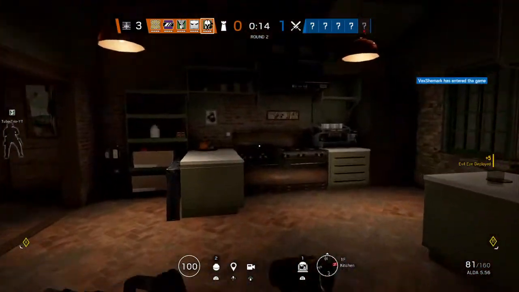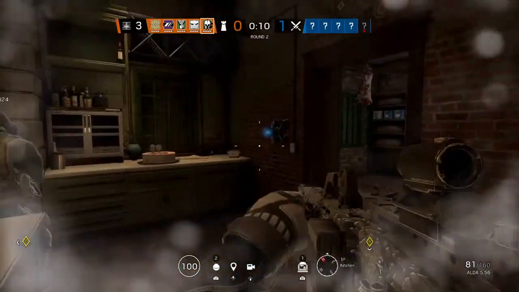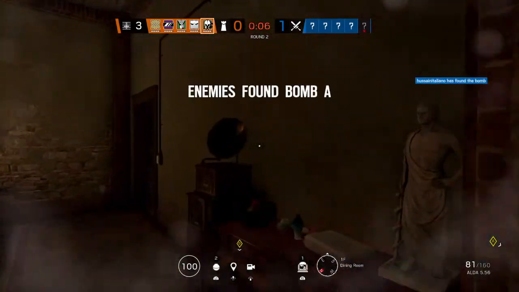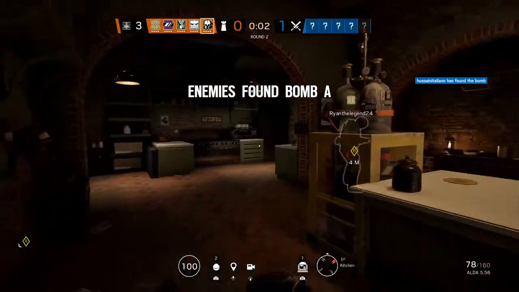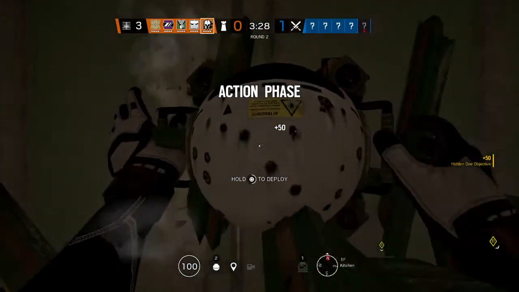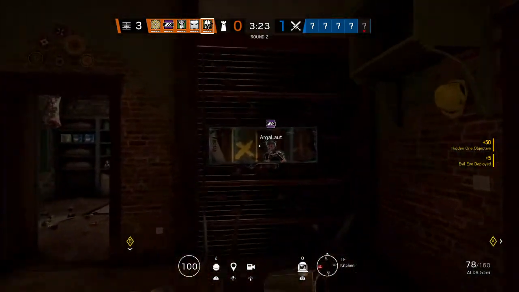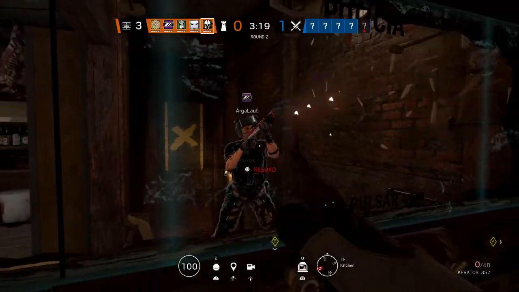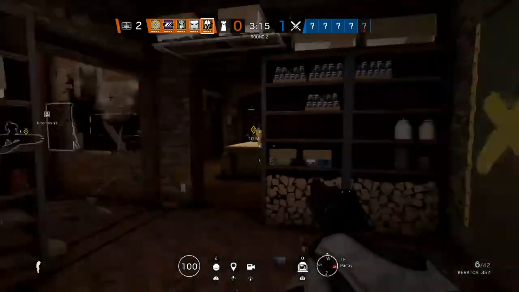Look at that music. Where is that bloody music player? Extracted. 5 seconds and counting. Bomb located by op 4. Evil eye in place.